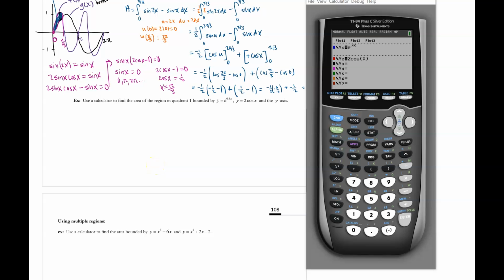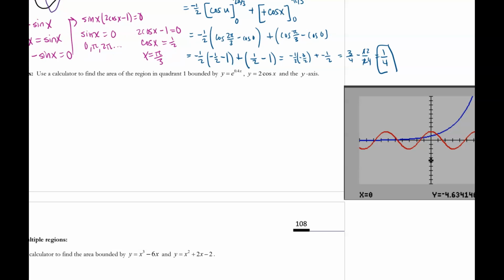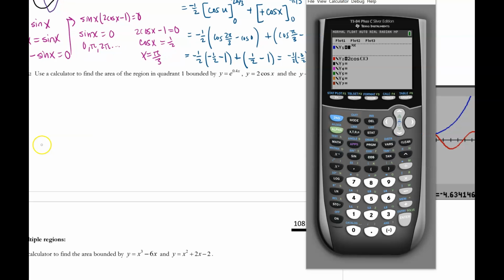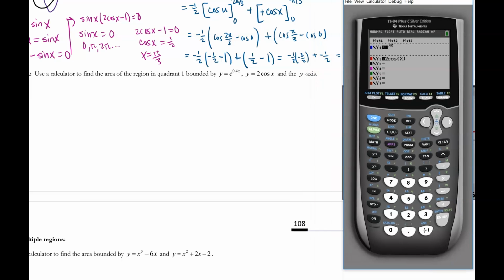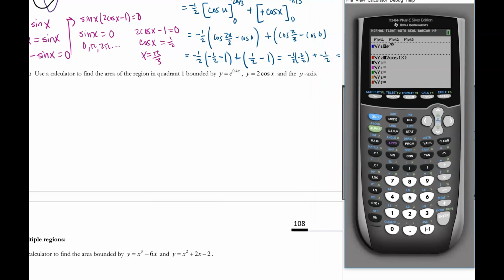All right, we're at the bottom of page 107, and this example has us using a calculator. So we're going to find the area of the region in quadrant 1 that is bound by these curves. We are given y equals e to the 0.4x, y equals 2 cosine of x, and the y-axis. So in your y equals, make sure you're in radians mode. Go ahead and type those in.